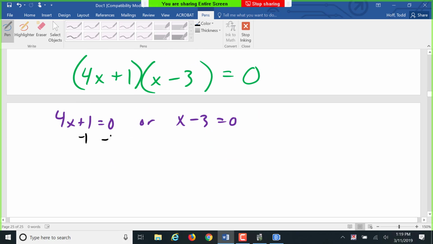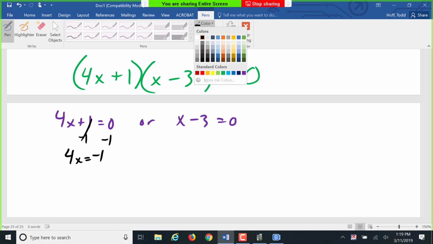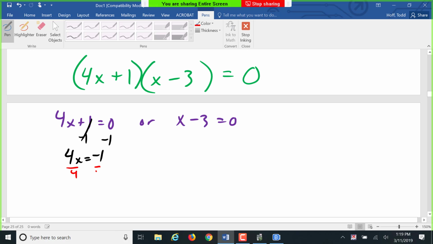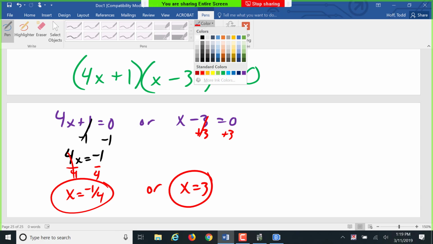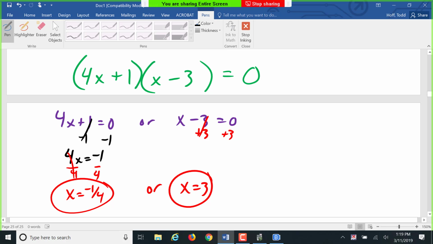Okay, so over here we subtract 1. 4x equals negative 1. Dividing by 4, x is negative 1/4. Or over here we could add 3 to give you x equals 3. Any questions there?